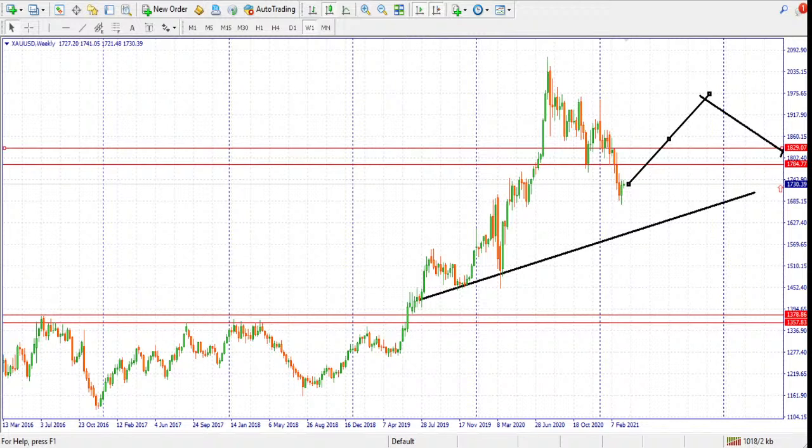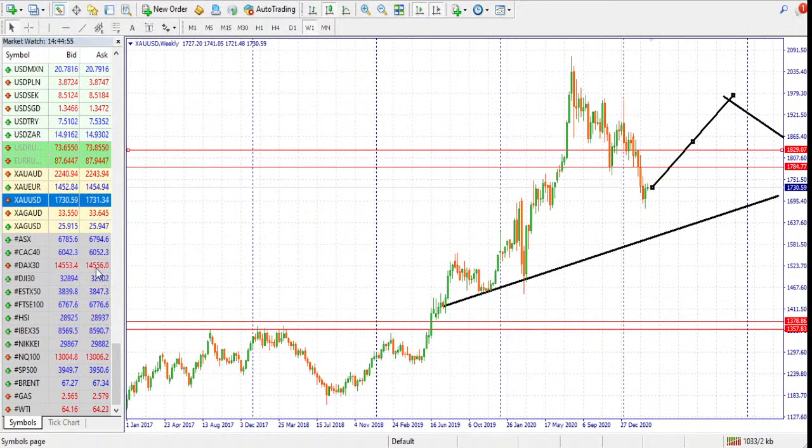So that is it on this chart. I don't want to dwell so much on it. I'd like us to move forward to our next symbol. I want us to look at Brent oil. So Brent oil is here.